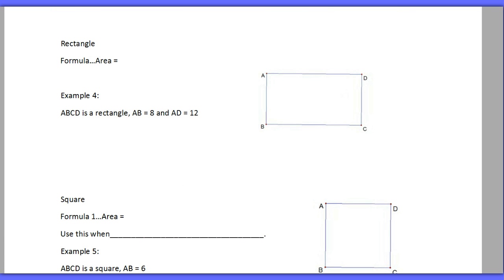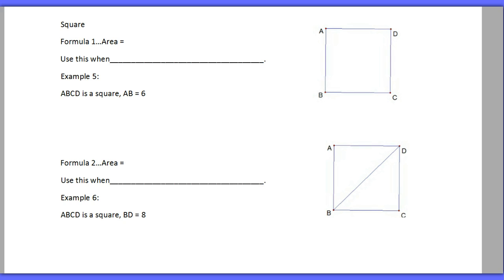The next formula we're going to look at is the formula for the area of a rectangle. The area of a rectangle is base times height. And we're not going to write down "use this when." That's just always the way we're going to find the area of a rectangle. Multiply the base times the height. That's the area. So in this example, ABCD is a rectangle. AB is equal to 8. AD is equal to 12. So 12 is the base, 8 is the height. We're going to multiply them together, and we get exactly 96 units squared. Base times height for the area of a rectangle.